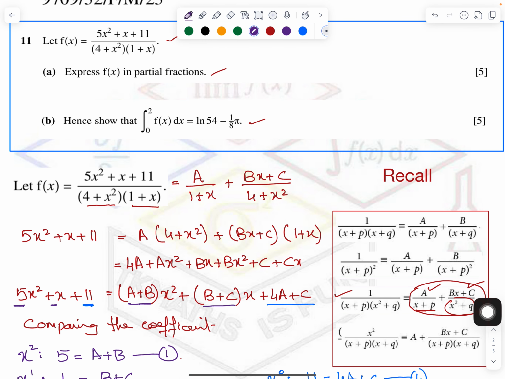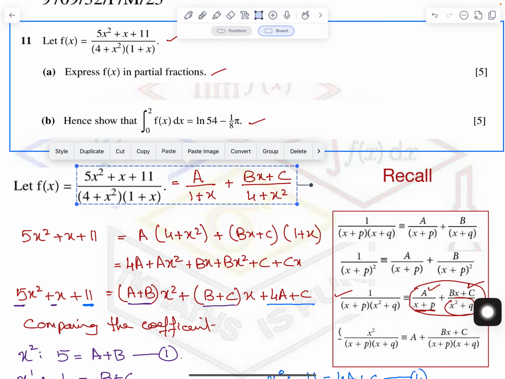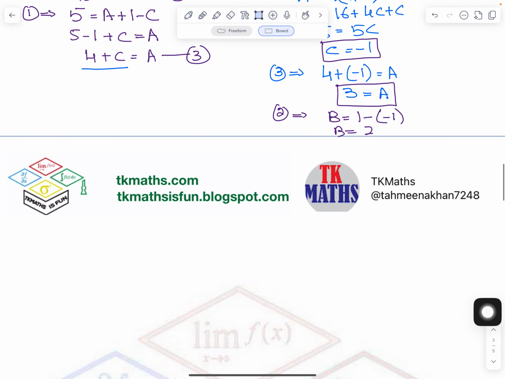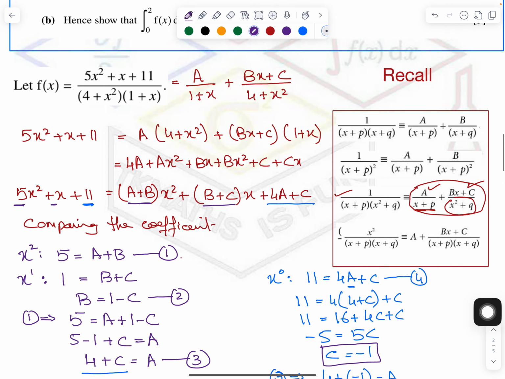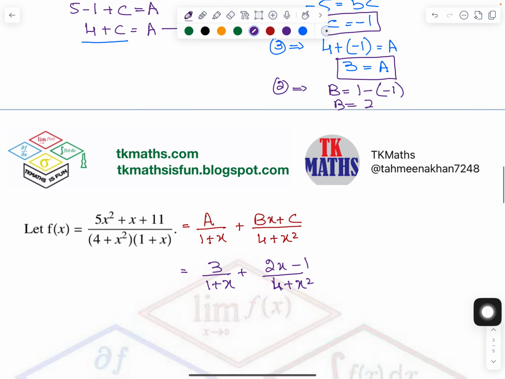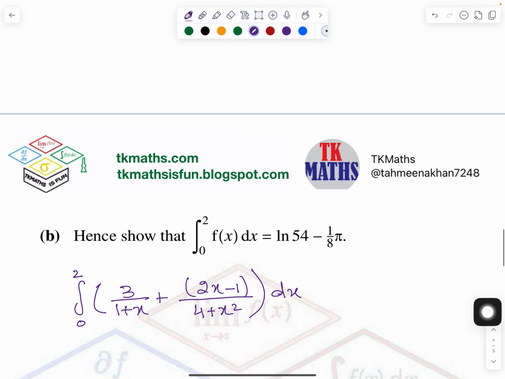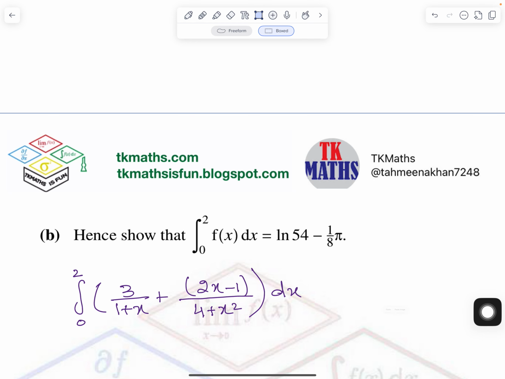Let me copy it down here. Give me a second. Okay, so in place of A, B, C, now I will substitute the values. A is 3, B is 2, and C is minus 1. So now you have gotten your values here. Partial fractions, part 1, is finished. Now part 2 is about integrating it. Here I have written, let me take it up here.